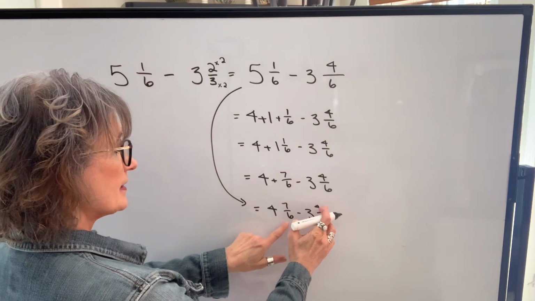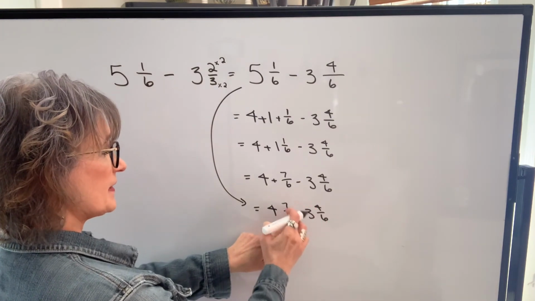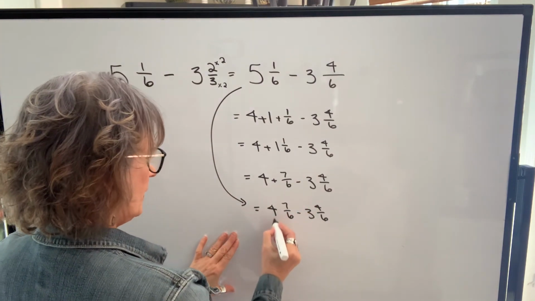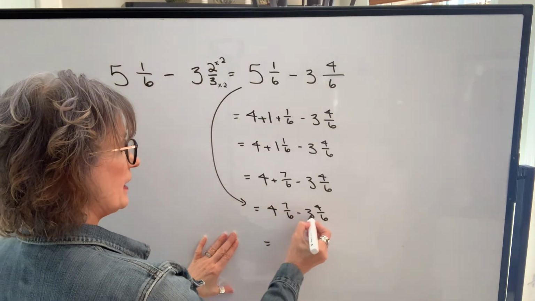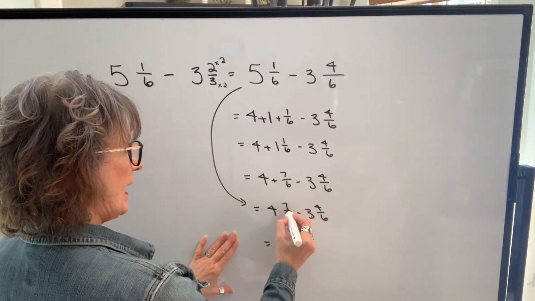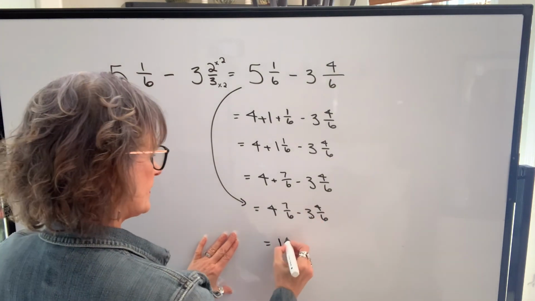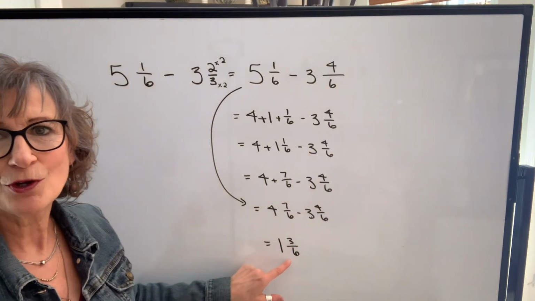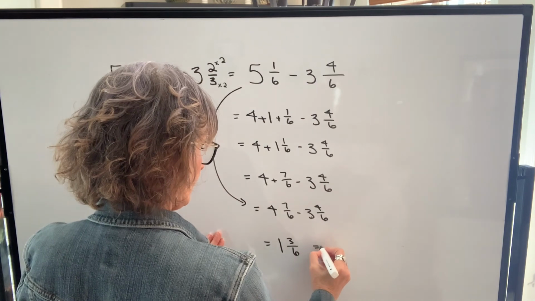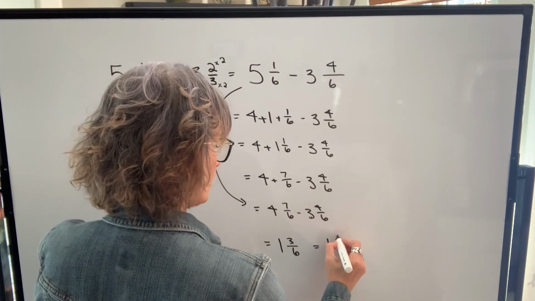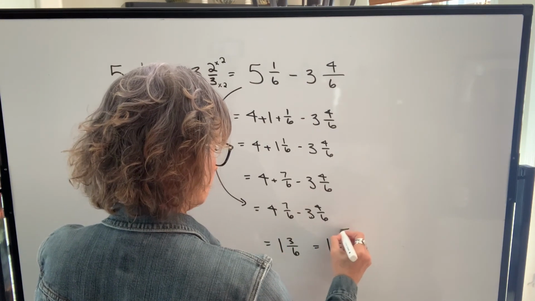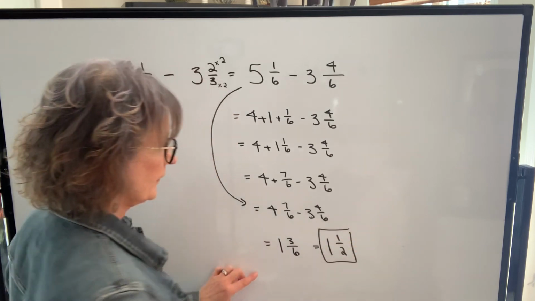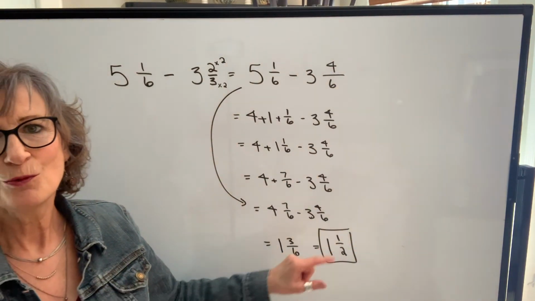Now I can subtract 4/6 from 7/6, so I'm good. I start with my whole numbers. 4 minus 3 is 1, and then 7/6 minus 4/6 will be 3/6. That can be reduced, so I'm not quite done. 3/6 is equivalent to 1/2. Therefore, my final answer will be 1 1/2.